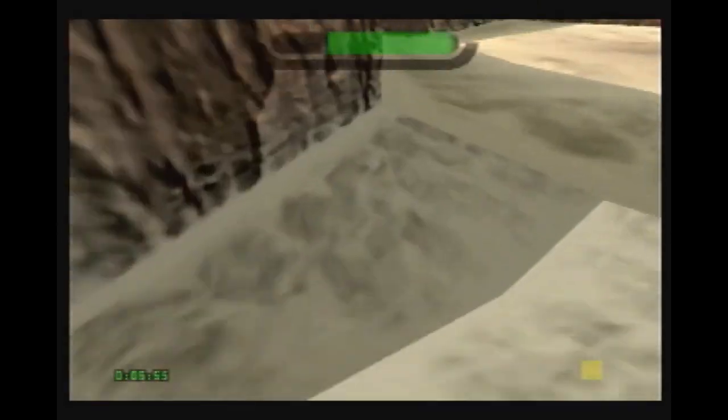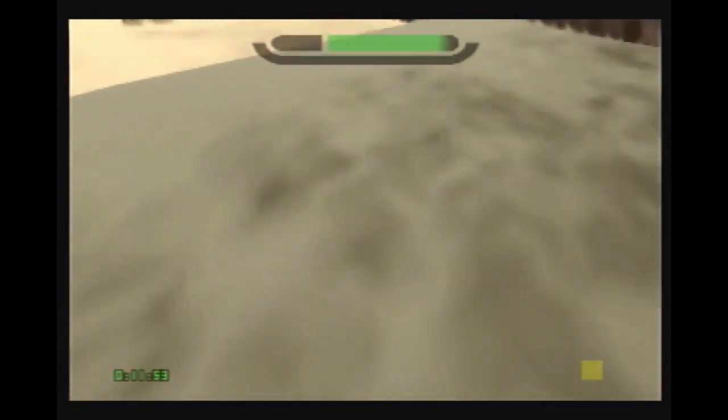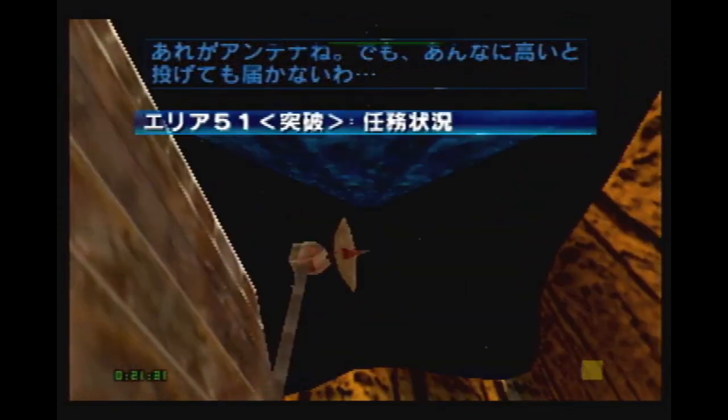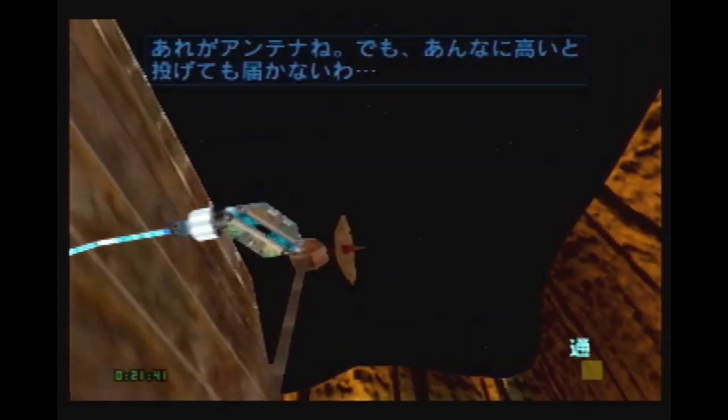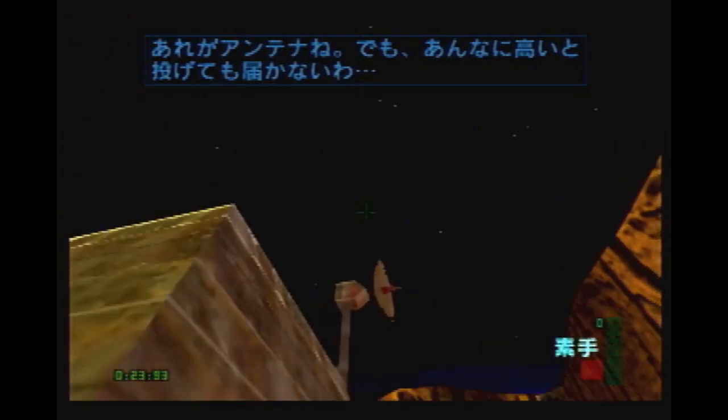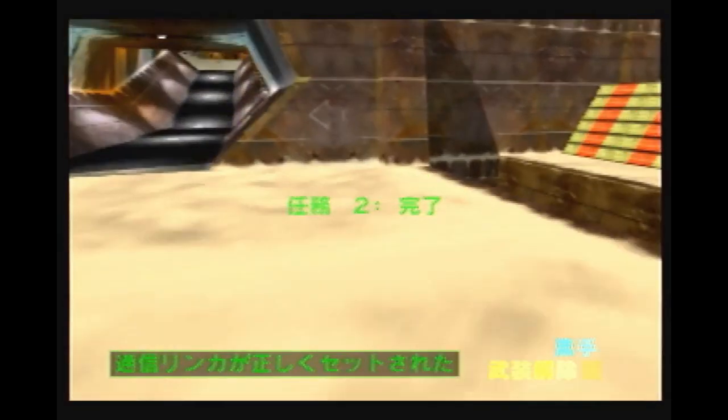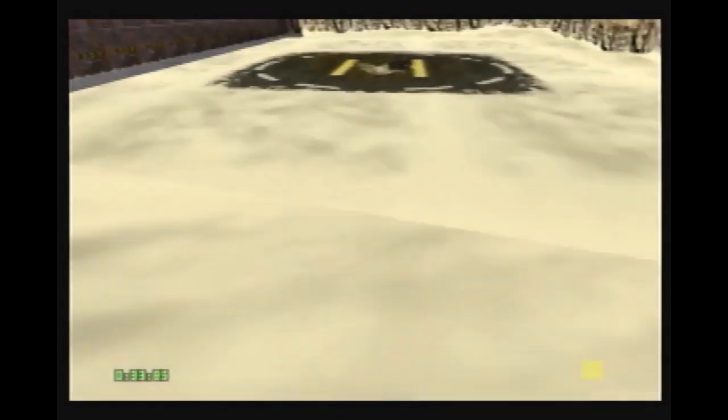Who the... There's someone here! There's the antenna. But I can't throw a bug that high. How did I miss?